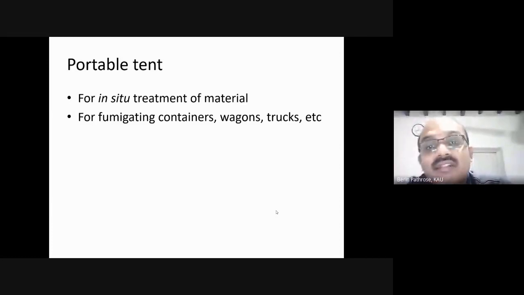That can be fumigated. Here we can fumigate wagons, trucks, etc., with that kind of portable tent. These wagons, trucks, etc., can be covered with this portable tent, and then we can fumigate them. That is one kind of fumigation.